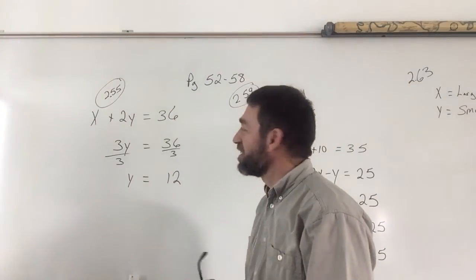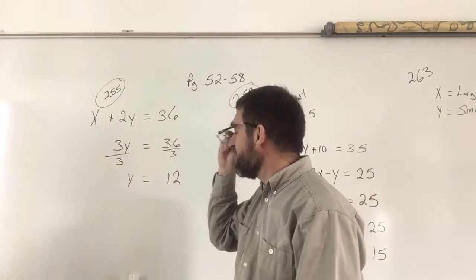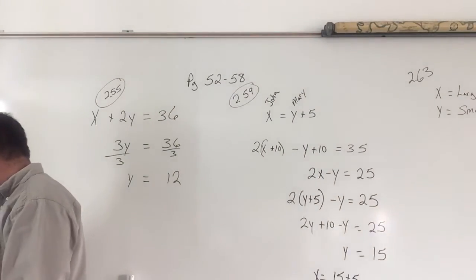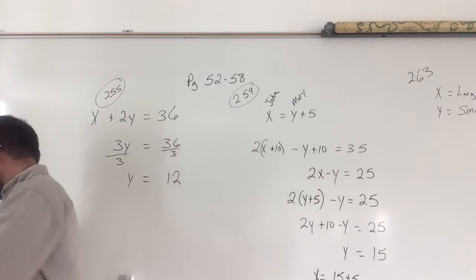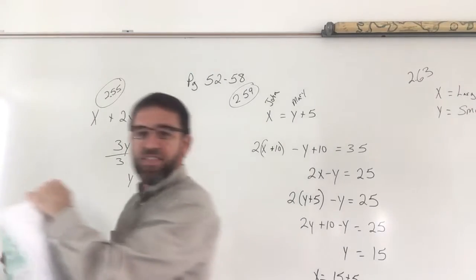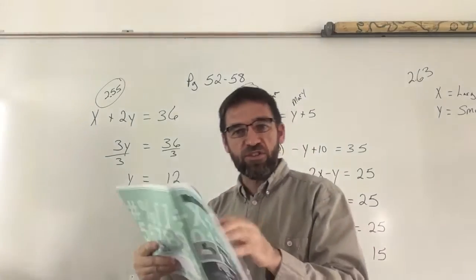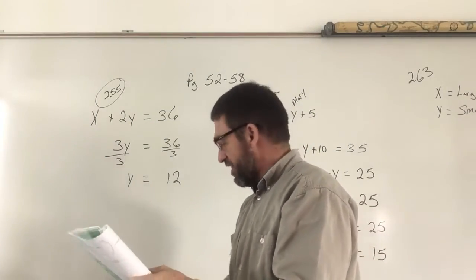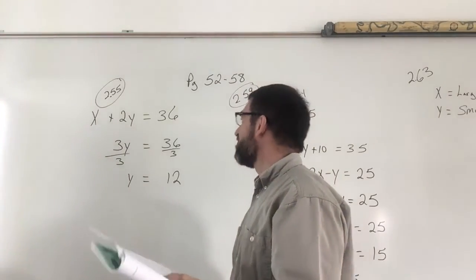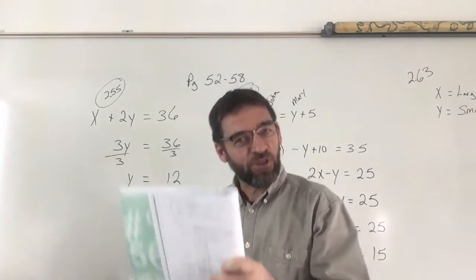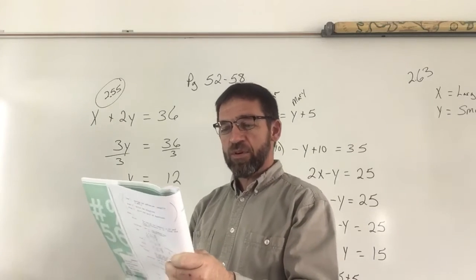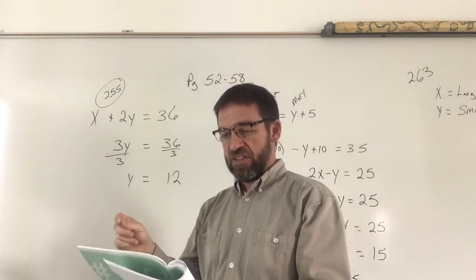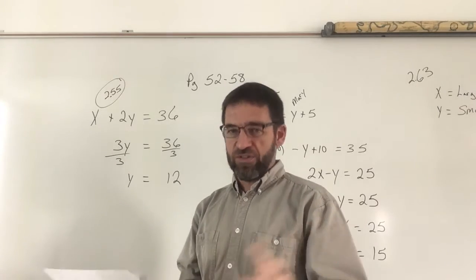So the first one is 255. And I will read you the problem. It says like this: one number is twice another, and their sum is 36. Find the numbers. Why didn't I come over here in front of the screen so you can see me read, even though I do such a poor job of public reading? Let me try it again. One number is twice another, and their sum is 36. Find the numbers.